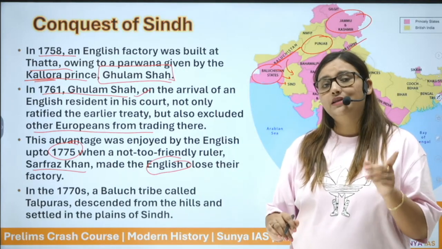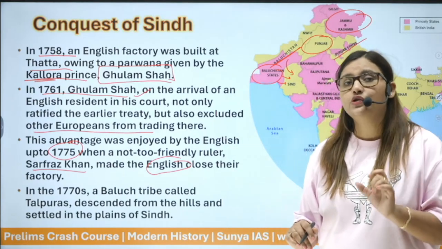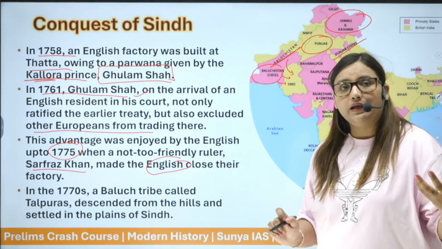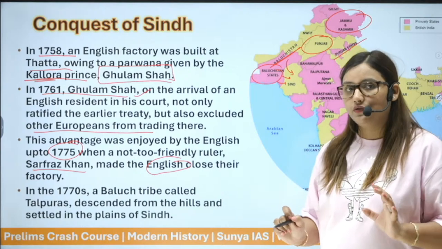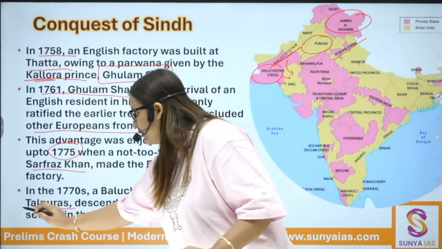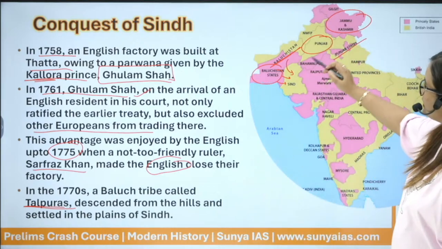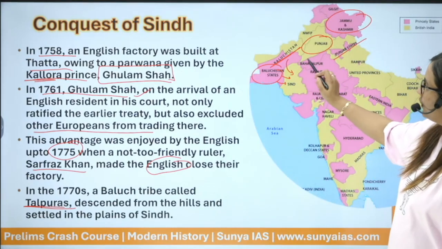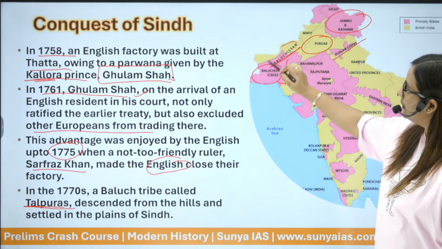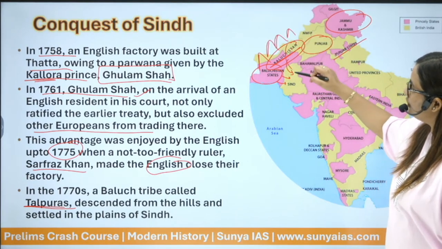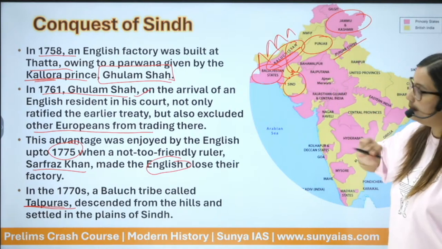And what happened in the 1770s: a Baluch tribe called the Talpuras came from the hilly areas and settled in the plains of Sindh. So the Talpuras are coming from the hilly areas in the 1770s. They are a Baluch tribe, coming from Baluchistan. This is a hilly area, and they came to Sindh and got settled in the plain area.